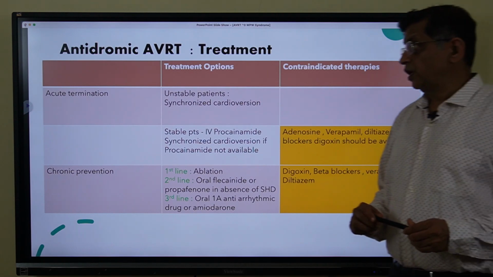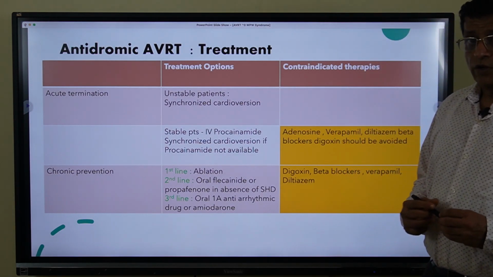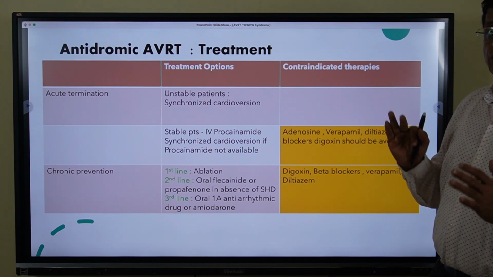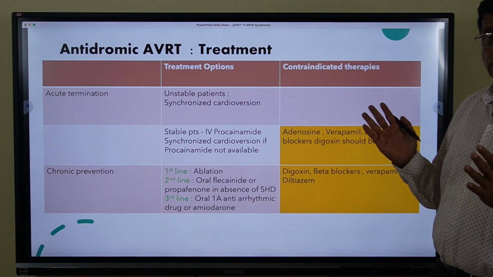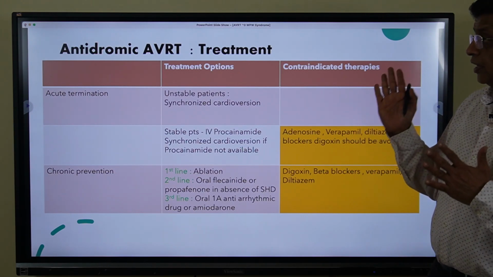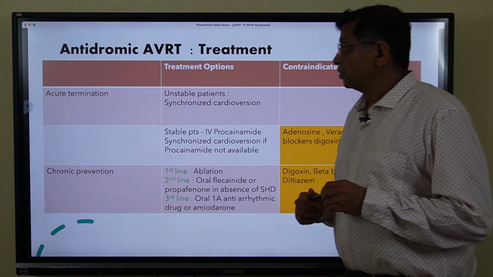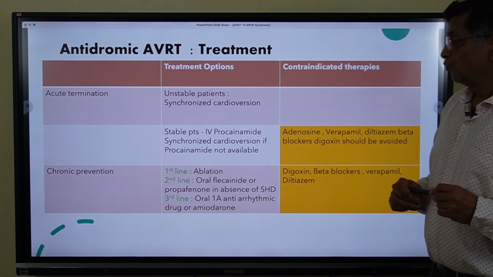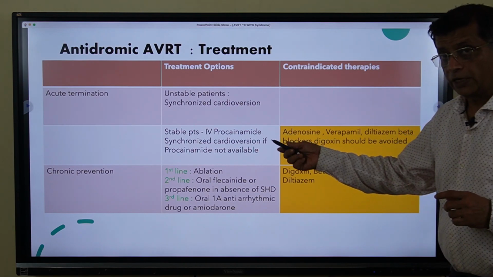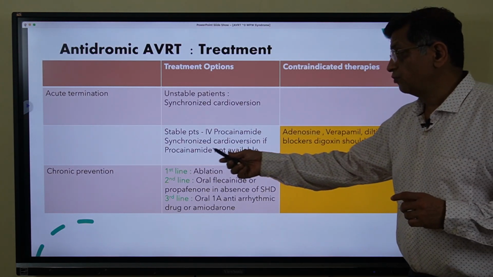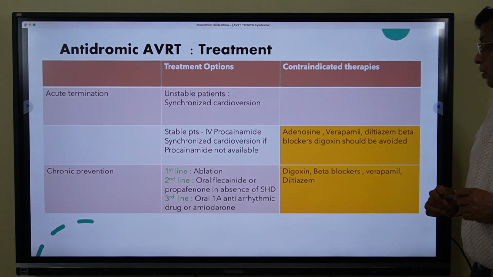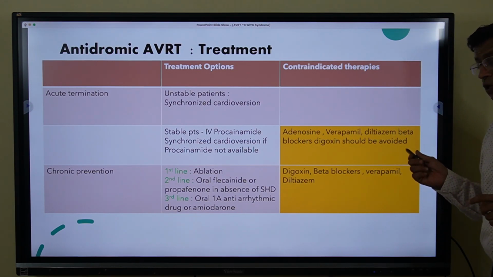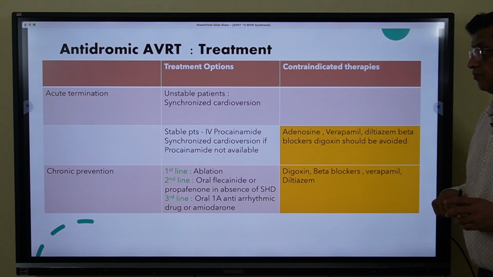For antidromic AVRT, wide QRS, typical pure delta waves, and usually a long RP tachycardia. Such will be the ECG picture of antidromic AVRT. For acute termination in unstable patient, again synchronized cardioversion. For stable patient, IV procainamide. Synchronized cardioversion if procainamide is not available. Importantly, adenosine, verapamil, diltiazem, beta blockers and digoxin are contraindicated.